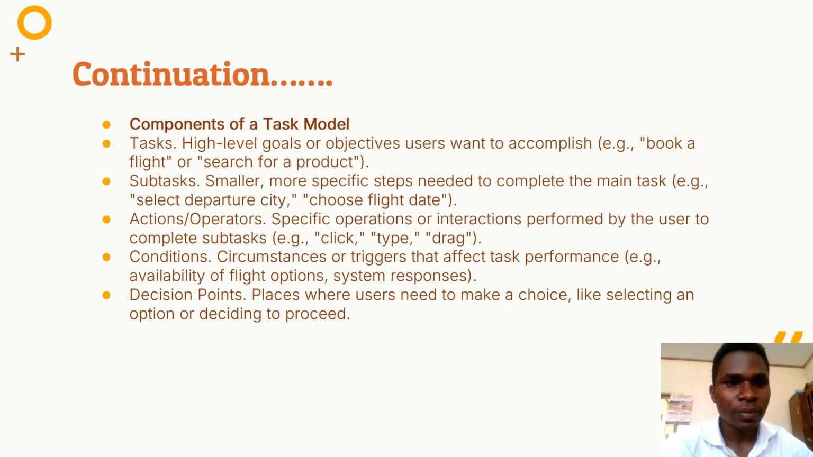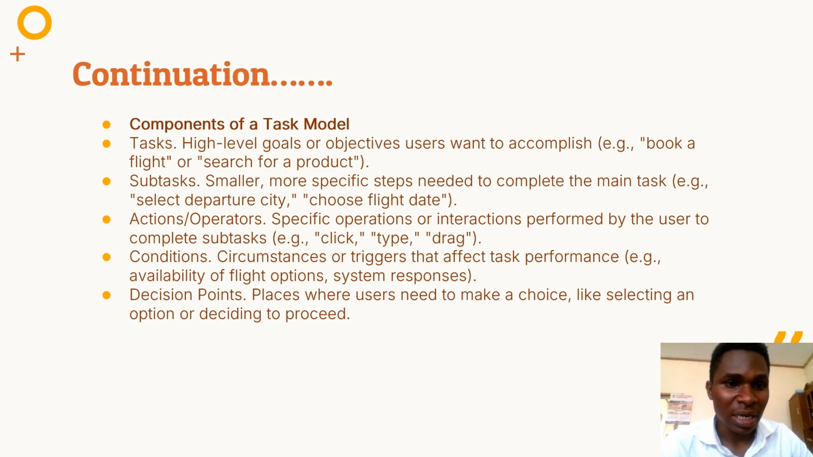Next is the components of the task model. A task model is divided into a number of components. That's the tasks, which are the high level goals or the high level tasks, the main task we're looking at, that is going to be broken down into smaller subtasks. And then the other component is the subtasks itself that come from the main task.